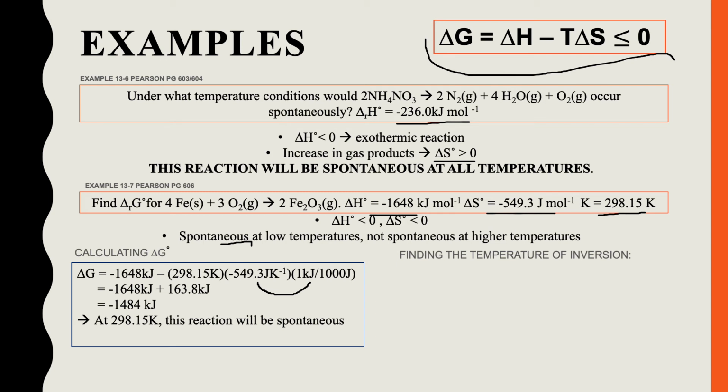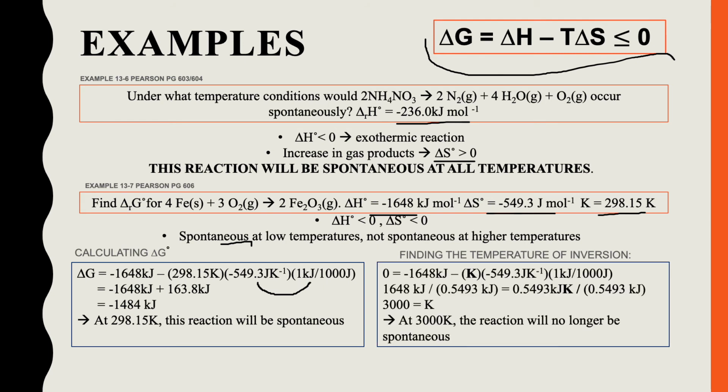Okay, and because we see that this reaction has the potential to be both spontaneous and non-spontaneous but at different temperatures, we're going to find the temperature of inversion. So we do this simply just by setting the Gibbs free energy change to 0 and then isolating to find the K value, so the temperature. When the Gibbs free energy is 0, that is when the system is at equilibrium. So we're going to set Gibbs free energy to 0.